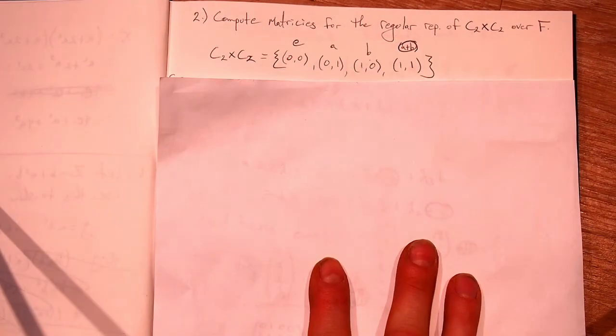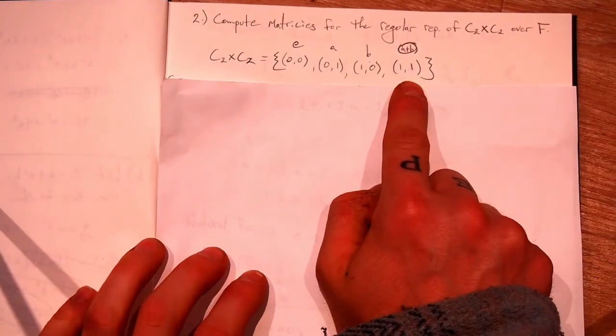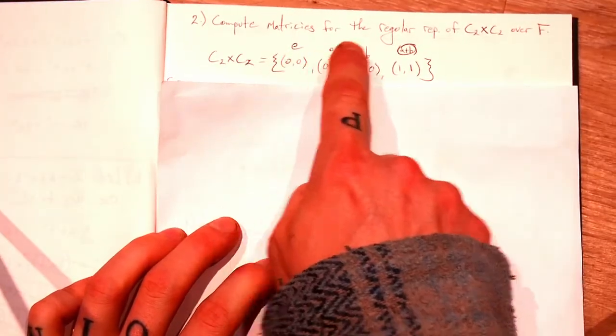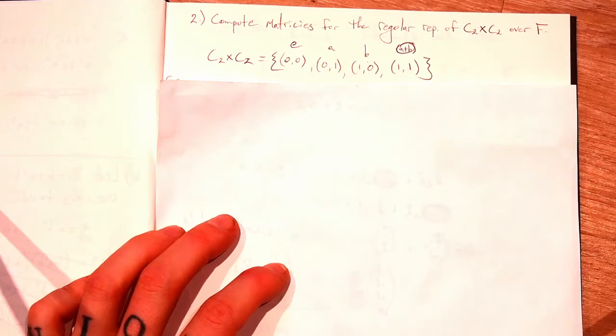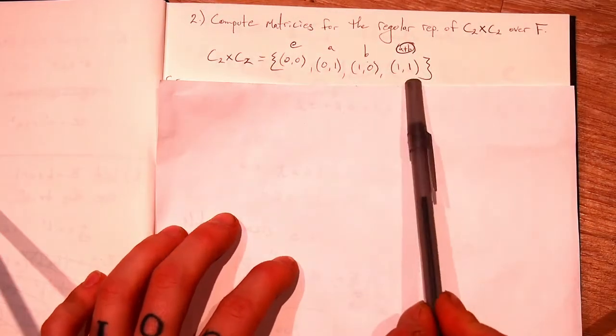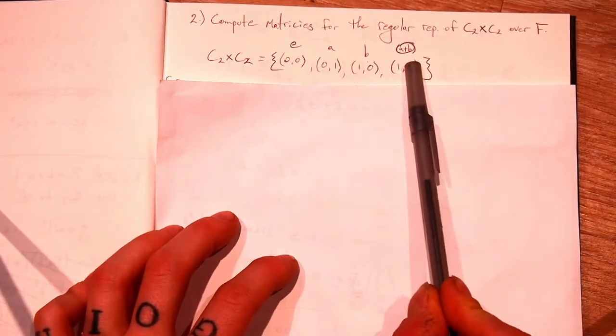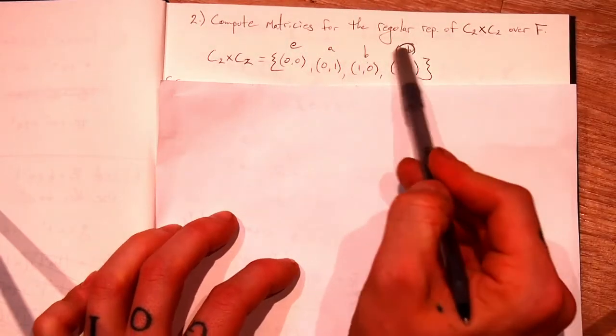So compute the matrices for the regular representation of C2 by C2 over F. So we know that a group has elements that we can write out like these, but I've chosen to call them E, A, B, and then AB with a circle around it. I just made this up, but if you think about it within the structure of our group, this is just A plus B. So I just called it A plus B with a circle around it to show that it's one group element.